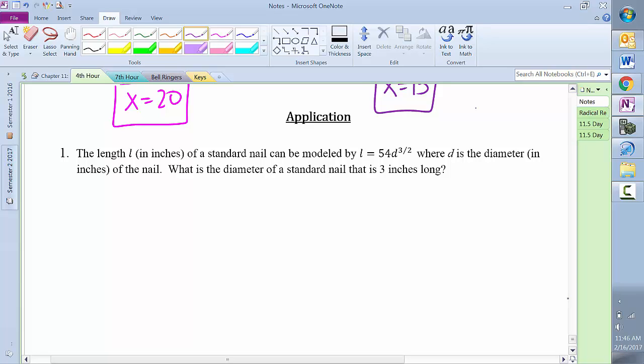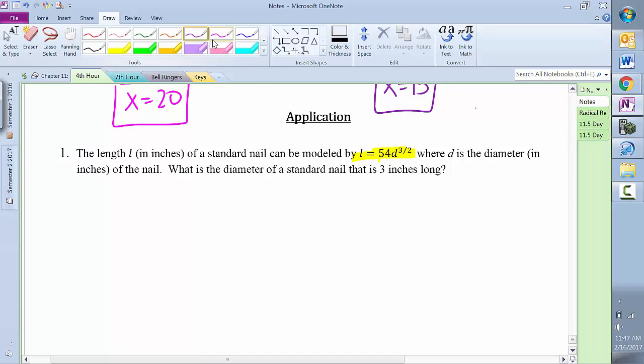Okay. The length L in inches of a standard nail can be modeled by this formula. So they're giving you a formula. That's super important. We're probably going to have to use it at some point. Whenever you see a formula, that's great. You really just need to plug something in and solve. Where D is the diameter in inches of the nail. What is the diameter of the standard nail that is 3 inches long?